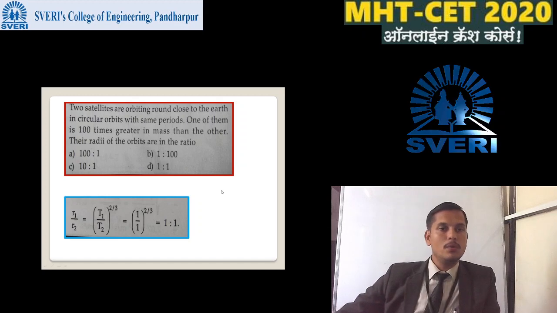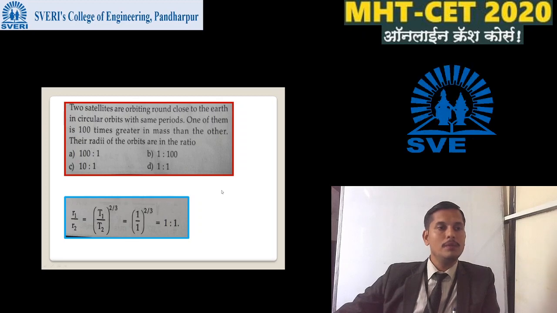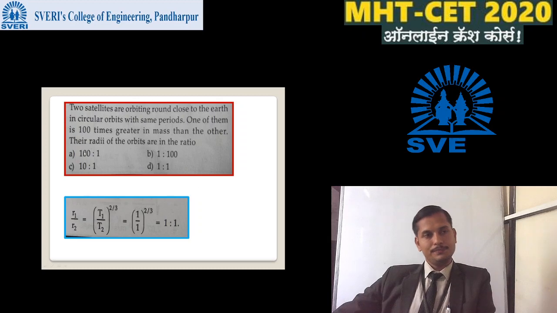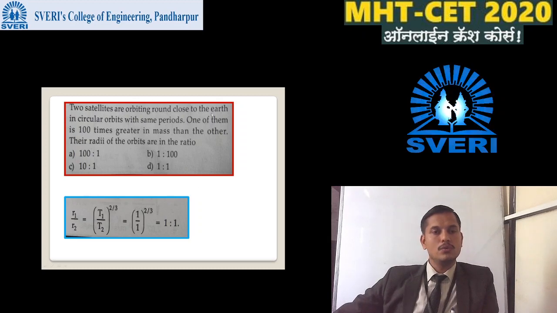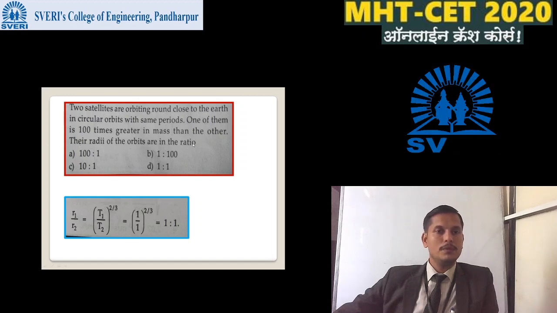Two satellites are orbiting close to the Earth in circular orbits with the same period. So time period is the same, and they are orbiting close to the Earth. One of them is 100 times greater in mass than the other. Their radii of orbits are in the ratio. So try to understand this. The time period is the same and the masses are different, so what is the ratio of the radii of the orbits?